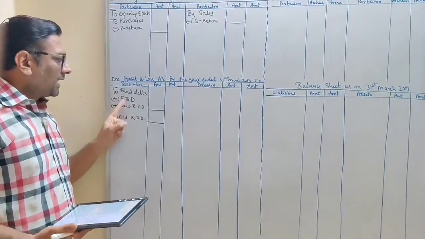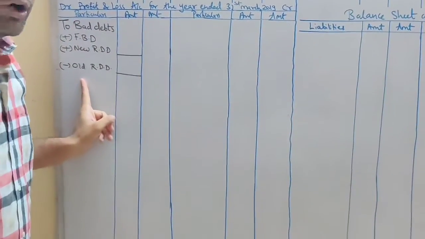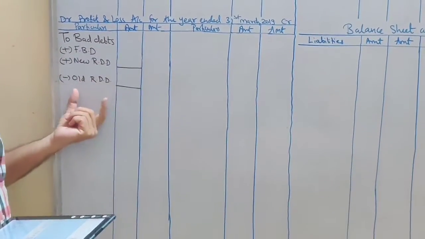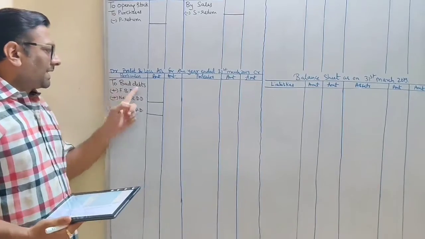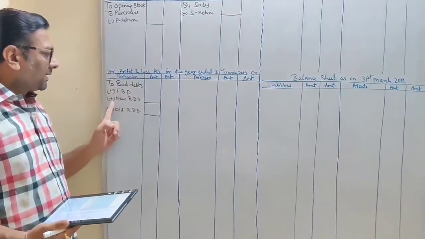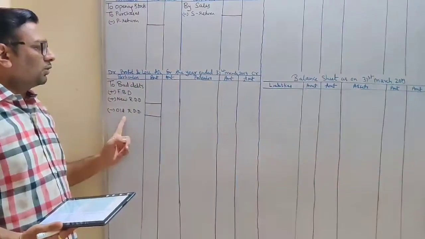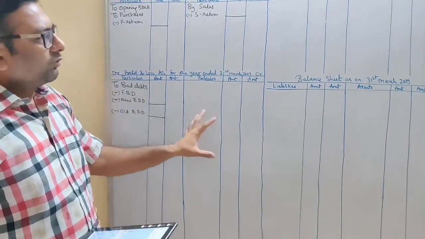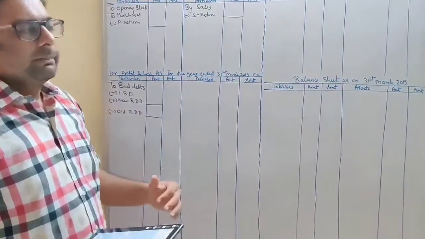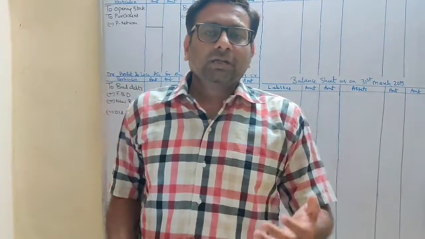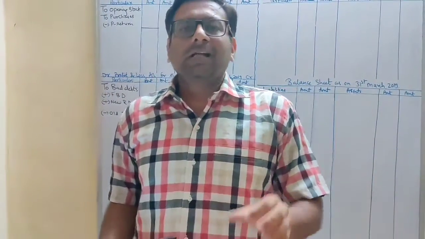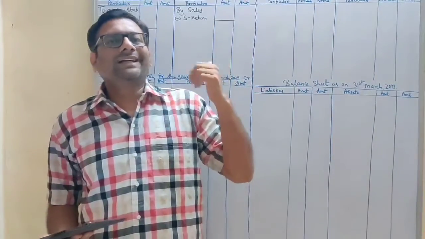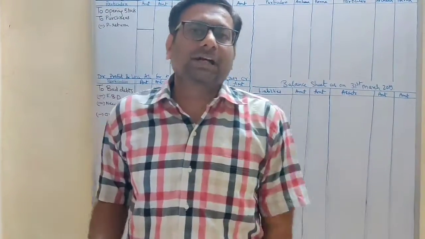And in P&L account, I want you to write down the format for bad debts. What is the format for bad debts? This I have explained in my previous video. To bad debts plus further bad debts plus new RDD minus old RDD. So this is what I want you to do before starting with the sum. So you have to make all the accounts, and after making all the accounts, these are the things which you are going to write in advance before starting the sum.